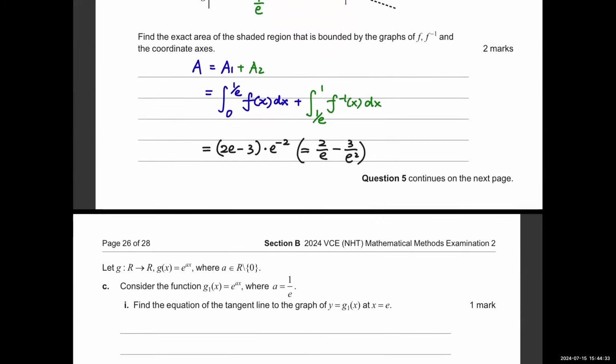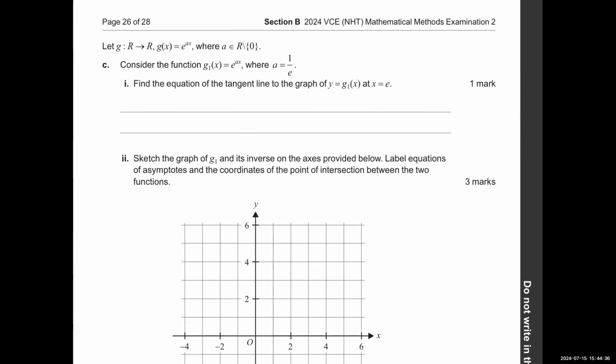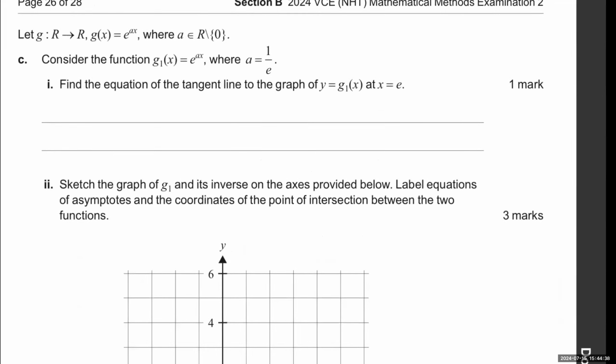Okay, here's what I write, and we may move on and look at the other parts. Let g of x be e to the power ax. a is a non-zero real value. Make sure you notice the restriction on your parameter. We cannot take a equals to 0. That also applies to the rest of the question, in my opinion.